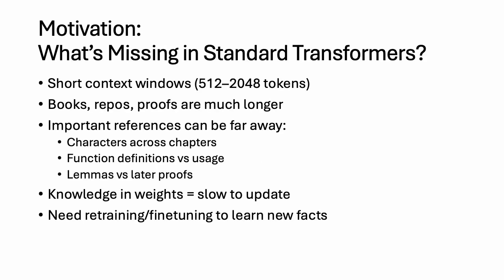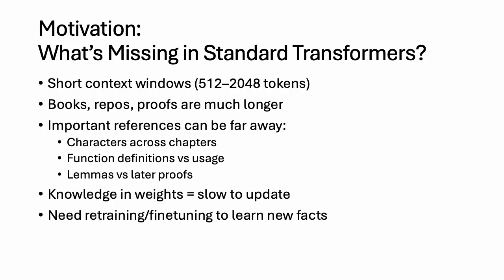The main motivation behind this method is that standard transformers have a short context window, and books or repositories of codes or proofs require a much longer context in order to answer questions. For example, characters in a novel may be multiple chapters before, or function definitions can be a significant amount of tokens before the actual use of those functions. And so what we need to do is to be able to retrieve that information from much before.